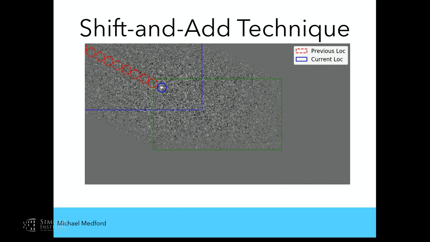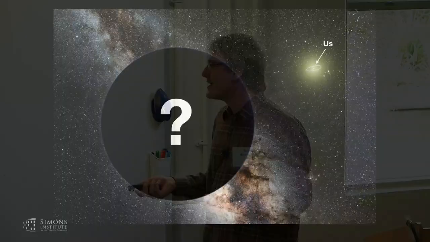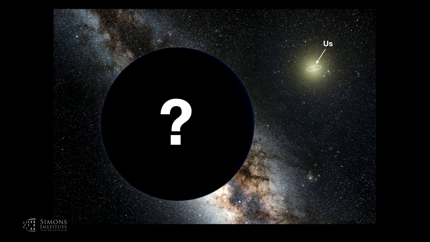But of course, this technique is going to be swamped with false positives. So it comes back to this real-time decision-making idea. We're going to need to use the lessons that we learned with the real-bogus classifier and autoscan to winnow the spurious detections that this technique is going to produce from the real ones. Otherwise, this would be completely intractable. We'd be back to the situation where we've got a bunch of human beings looking at all of the possible planets that we find. So yeah, it could be that there's this giant planet way out going around the sun once every 10,000 or 15,000 years. With these real-time decision-making techniques, we actually have the opportunity to find this thing if it exists.